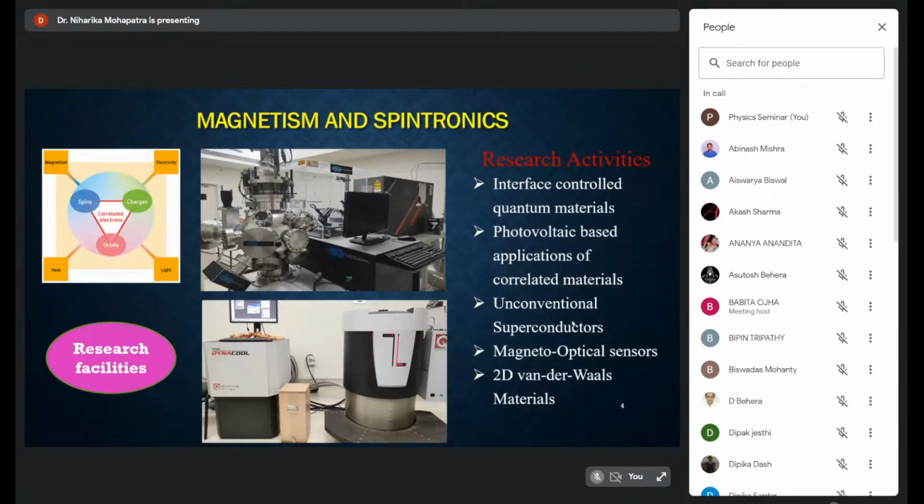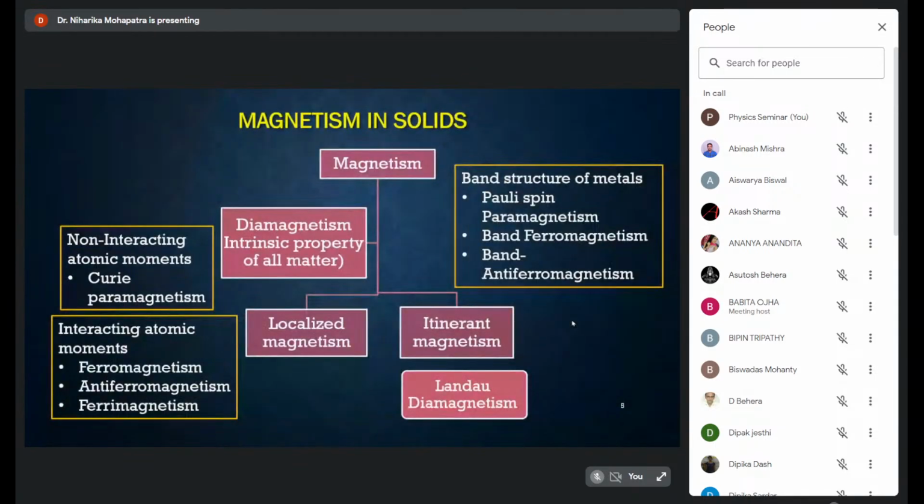Now with that, let me proceed towards a brief overview of magnetism in solids. This gives you a brief overview. Why I say brief overview is that in a nutshell, I am telling you what all kinds of magnetism you see in solids. As you all must be aware, diamagnetism is an intrinsic property of all matter. But apart from that, the entire magnetism we can divide into two parts, the localized and the itinerant magnetic system.